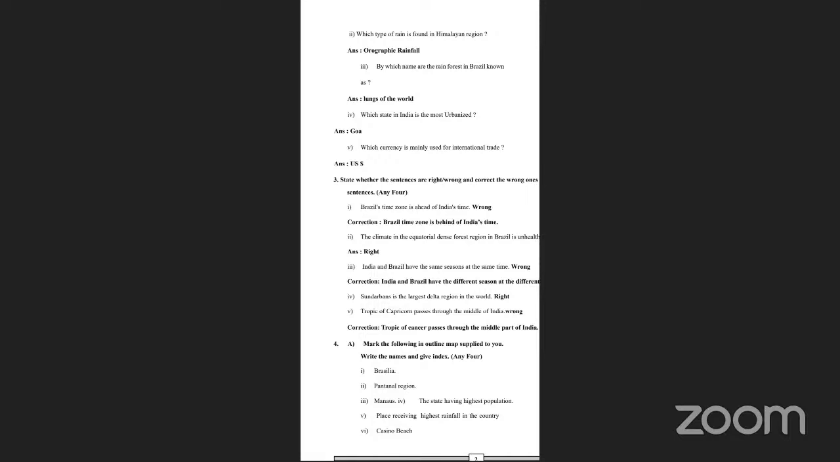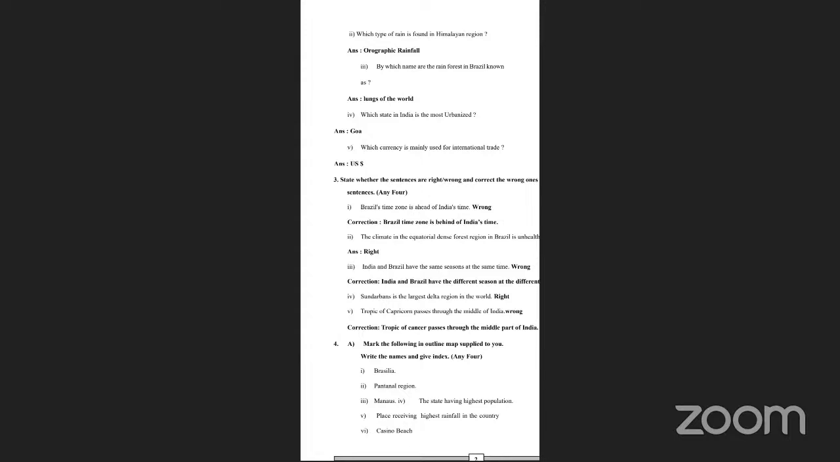Next one, which currency is mainly used for international trade? US dollar. Actually, every country has different currencies and they use them for their own country. But for any trade transactions at the international level, we can use only the US dollar. US dollar is the correct answer.